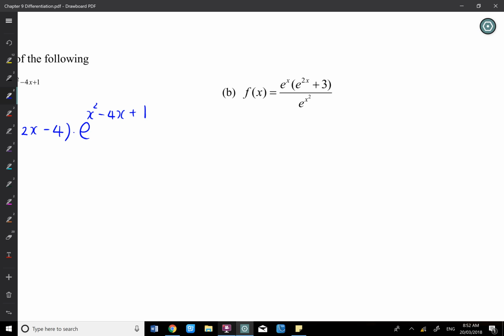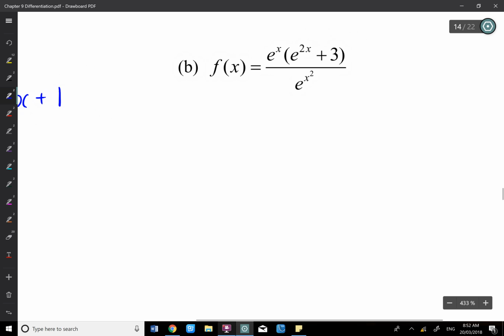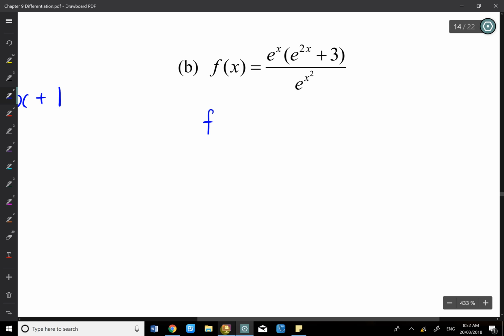Yep. E to the power of negative x to the power of 2. And how about the top? Top is still in the times form, like still something times something. Expand. Good. So let's expand. What's the expanded form for the top? Let's expand first.